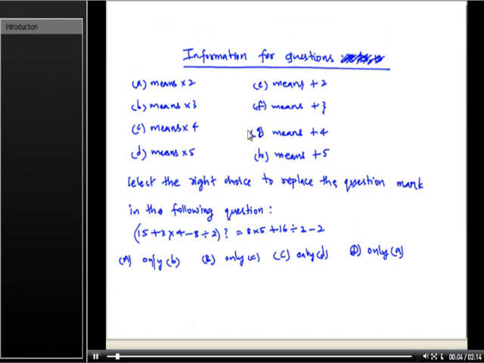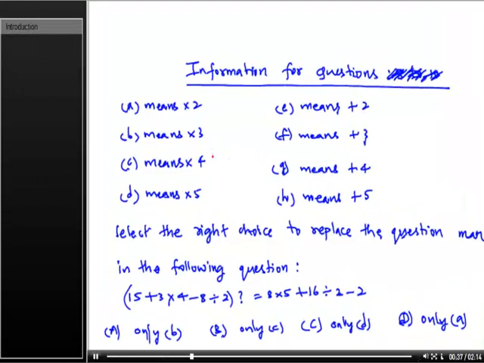Before beginning this question, let us look at the information given for the next 3 questions. Here A, B, C, D, E, F, G, H represent some numerical values, some operations on numerical values. A means into 2, B means into 3, C means into 4, D into 5, E plus 2, F plus 3, G plus 4 and H plus 5. If we closely look at these operations, we have only 2, 3, 4, 5 operated by either multiplication or addition. Now we'll apply these instructions to answer this question.